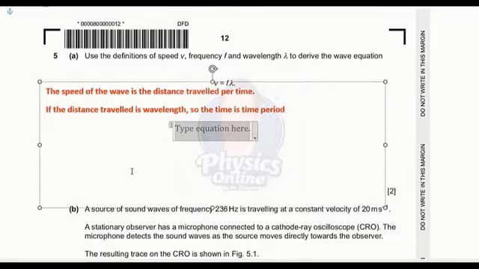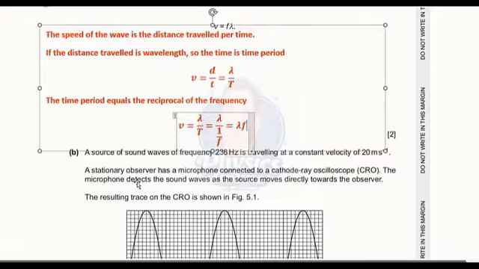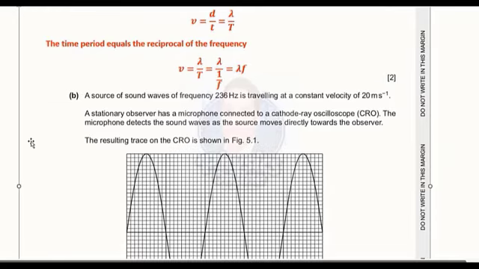So we can write v equals distance over time. Distance here is the wavelength and time is the time period. We already know that the time period equals 1 over f, so substitute T with 1 over f. v equals lambda over 1 over f. So it becomes v equals f lambda.